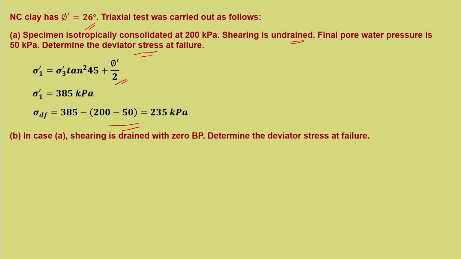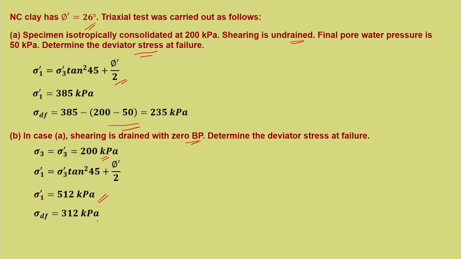Now, in the same case A, let us say that shearing is drained with zero back pressure. What will be the deviatoric stress at failure? Again, sigma 3 dash is equal to 200, because now pore water pressure is not there and there is no back pressure as well. Using the same equation, we get sigma 1 dash equal to 512 kilopascal and sigma df equal to 312 kilopascal.